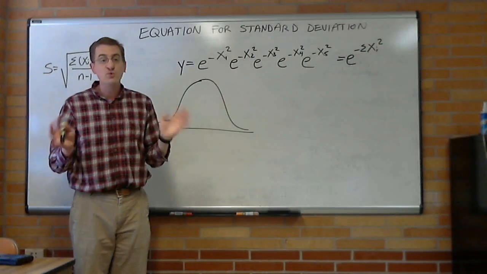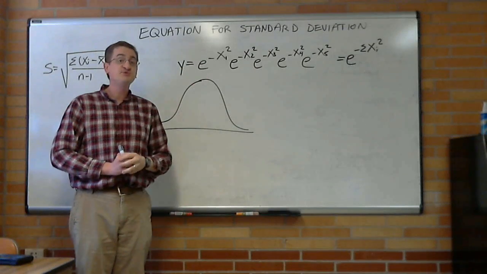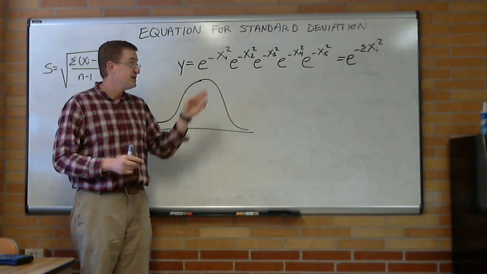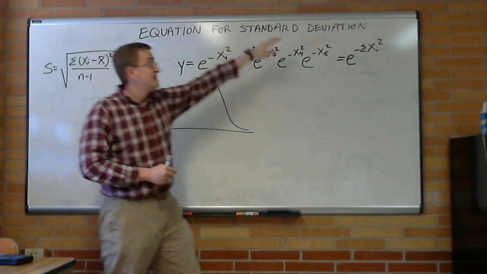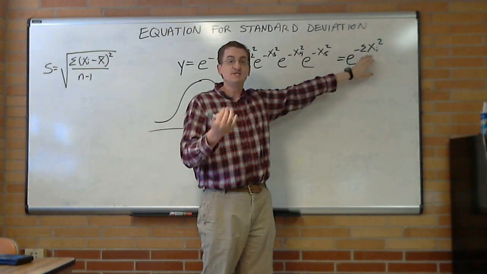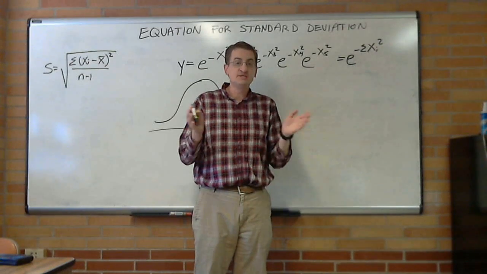Do you need to know what e is and how to do these equations? No. The point I'm trying to make is that the normal distribution uses an x squared in its exponent, and so we add x squared things together if we're talking about lots of normal things.